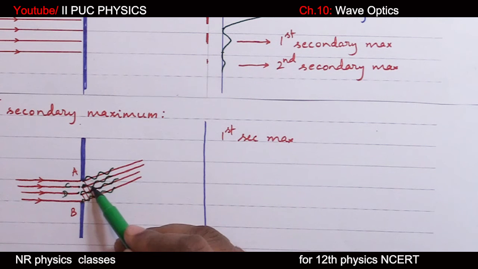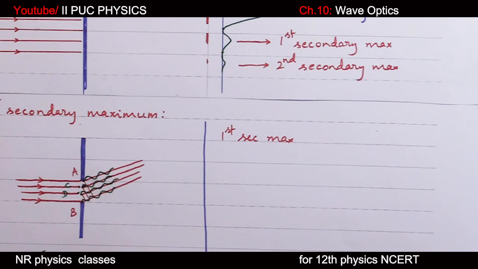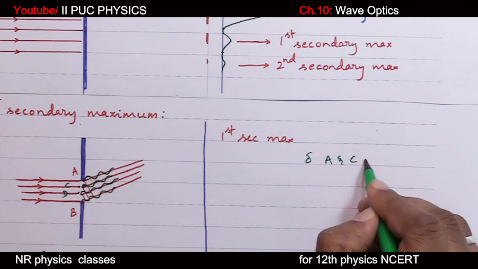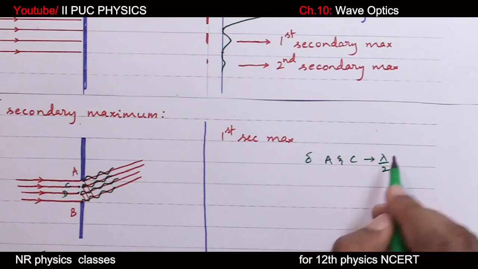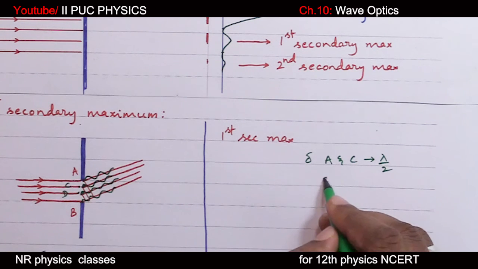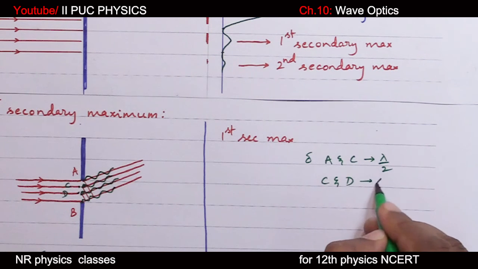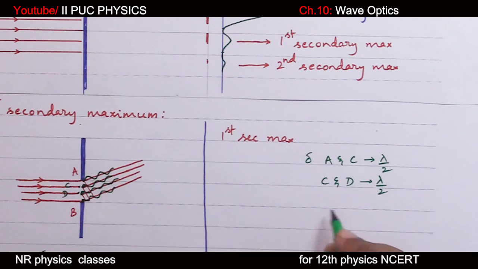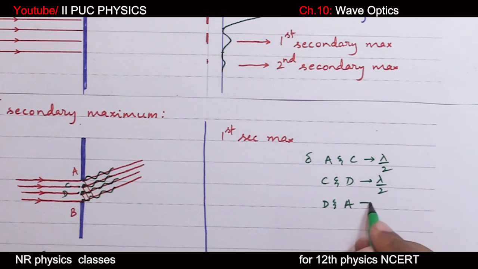Crest is falling on trough. So the path difference between A and C is lambda by 2. The path difference between C and D is also lambda by 2. Between D and B, this shaded region, is lambda by 2.